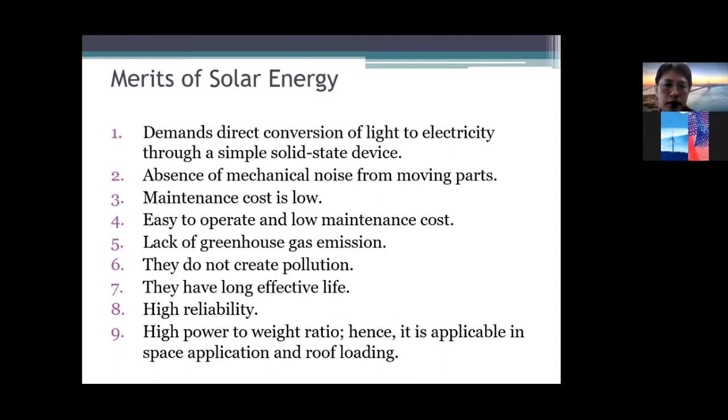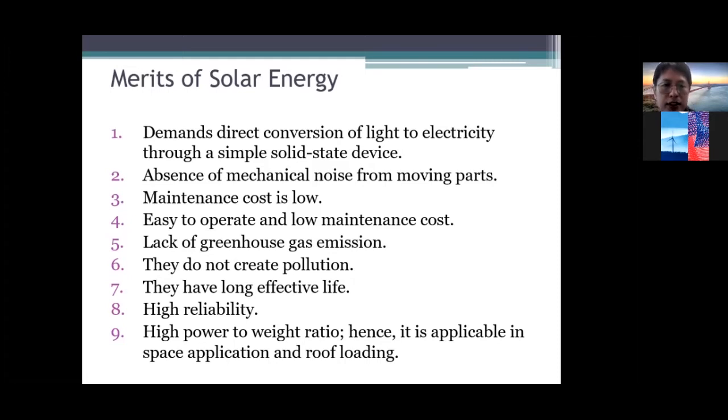The first one: the energy conversion is very simple. We convert the light into electricity through the use of simple solid state devices. And the most common ingredient in manufacturing solar PV is silicon. Silicon is one of the most abundant materials on the globe.